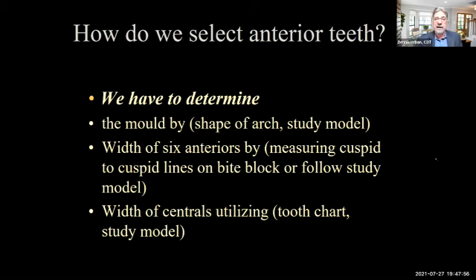Or you can use a study model of the existing denture. Or you can measure the six anteriors on the cuspid lines on the bite block, from cuspid line to cuspid line. That gives you the amount of millimeters from cuspid line to cuspid line. Then you go to the tooth chart that the manufacturer provided, and it gives you the exact type of anterior tooth to choose.